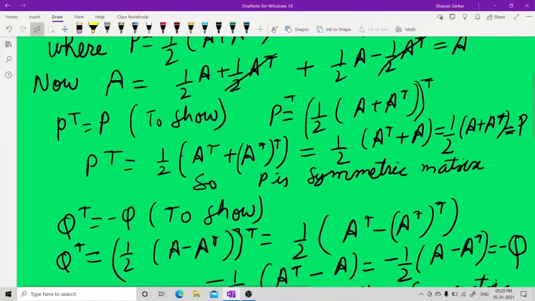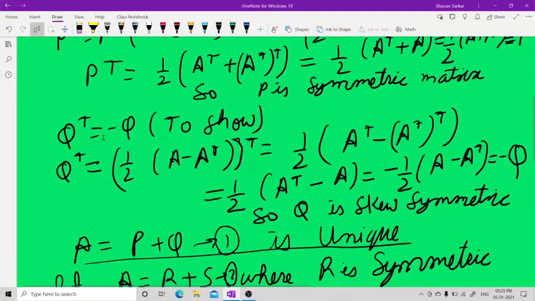Now I have to show P transpose is P. So I take the transpose of P on both sides, and this becomes half A transpose plus A transpose transpose, which becomes A. Writing it front and taking it back, I get P. So P is a symmetric matrix.